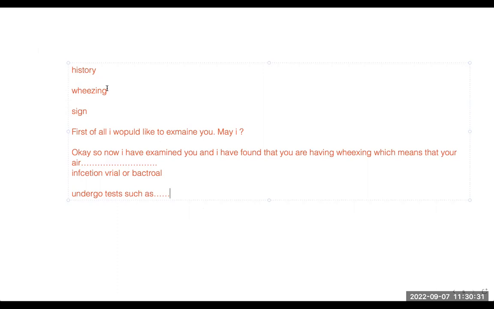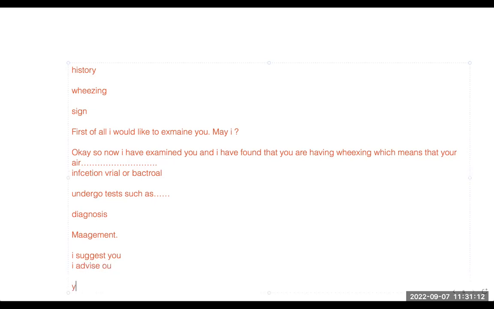So you take the history. If any signs are given, you say, first of all, I would like to examine you. May I? Okay, now I have done your examination and I've found that you are having this and this thing. It can be due to this and this reason. So you need to undergo some tests. Then you make the diagnosis. Obviously, the next step is diagnosis and then the suggestions, prevention and management. So that comes last. Prevention and management, as you know, mostly when we tell the patient how to manage, we always say, I suggest you to do this and this thing. I advise you to do this and this thing.